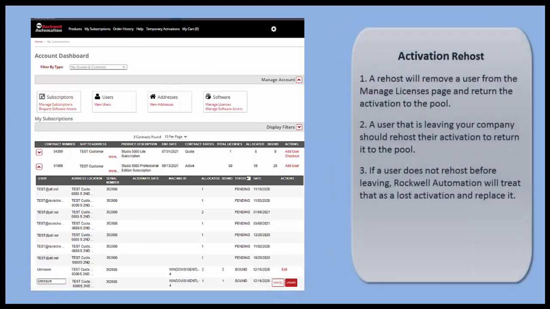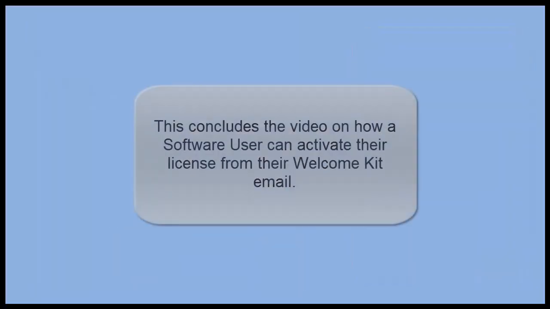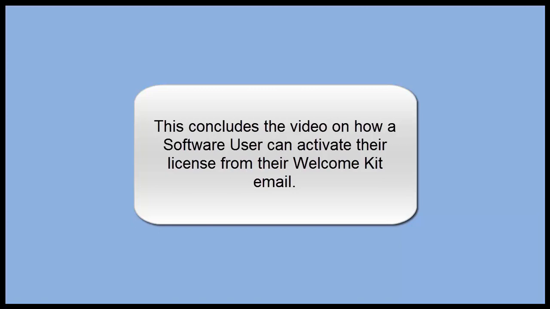A rehost will remove a user from the Manage Licenses screen and return the activation to the pool. Users that are leaving your company should rehost their activations to return it to the pool. If a user does not rehost before leaving, Rockwell Automation will treat that as a lost activation and replace it. This concludes the video on how a software user can activate their license from their Welcome Kit email.